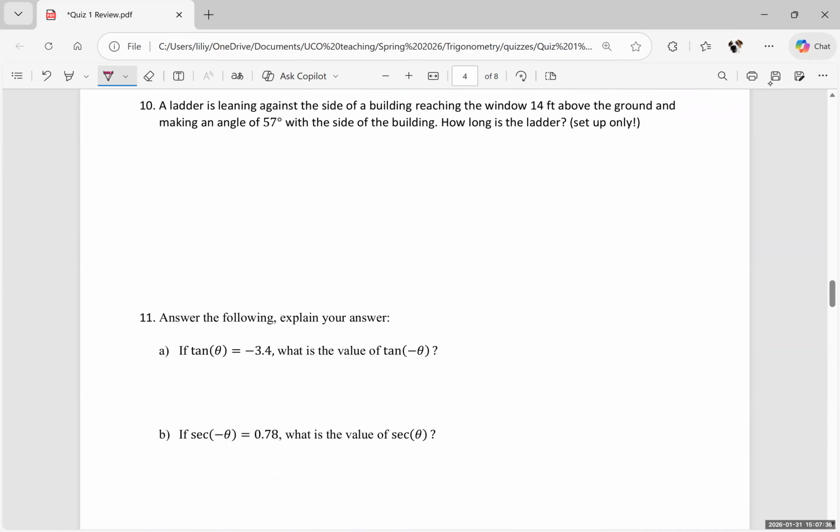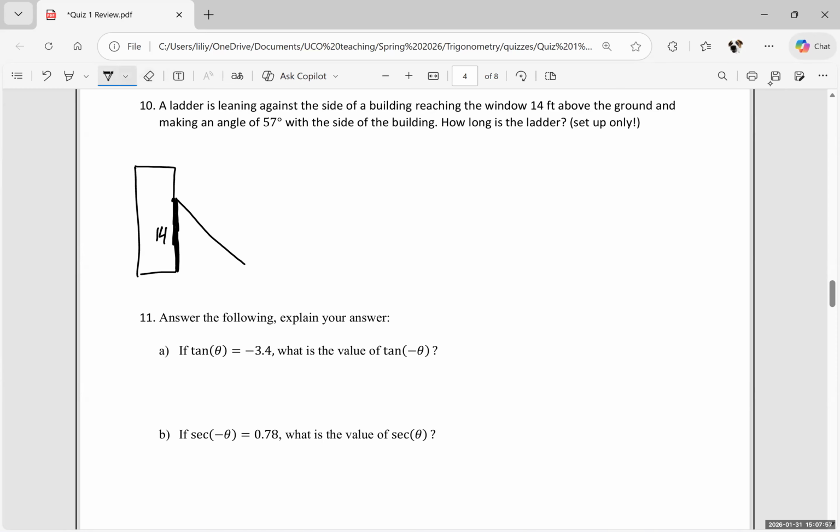Okay, a little bit simpler problem. A ladder is leaning against the side of the building. So we still have a building. We have a ladder. Let's see, 14 feet above the ground. So this side right here is 14. Making an angle of 57 degrees with the side of the building. 57 degrees. How long is the ladder?